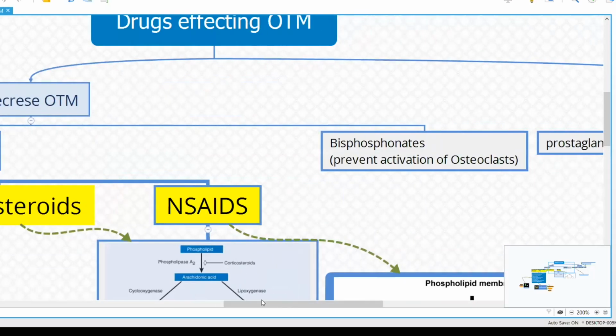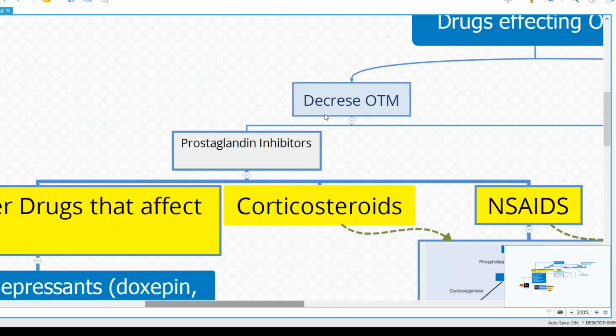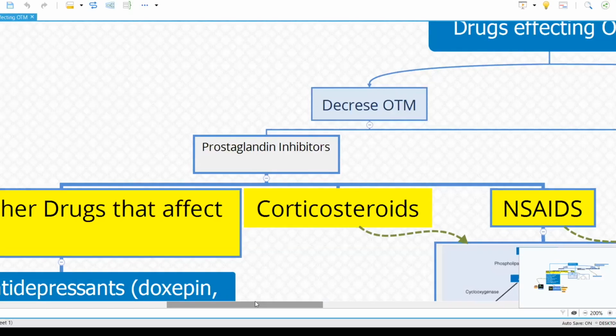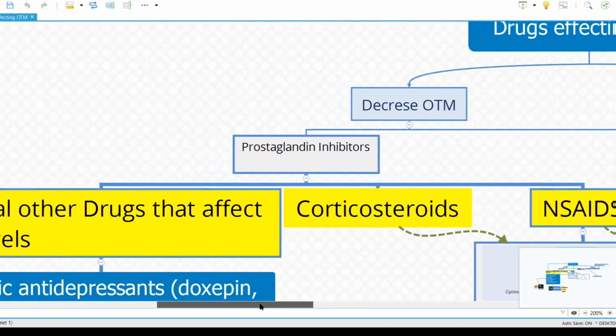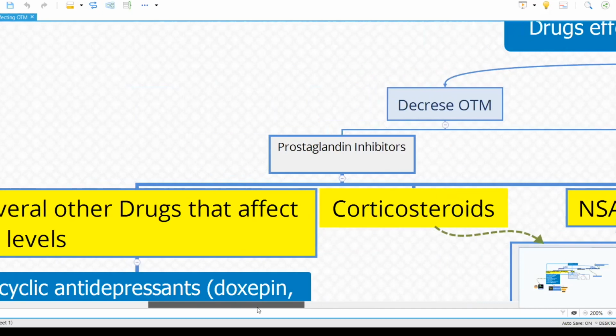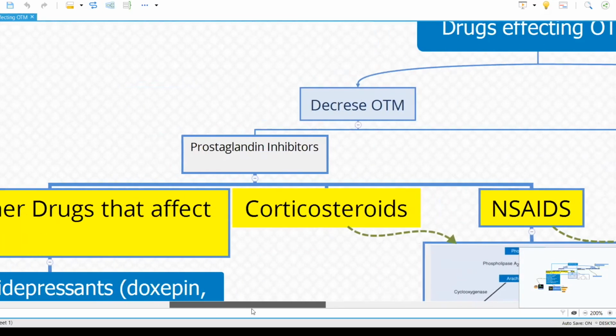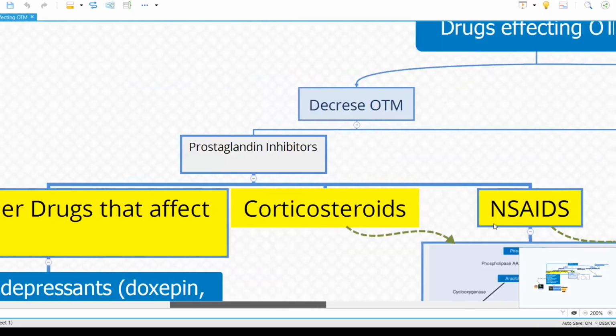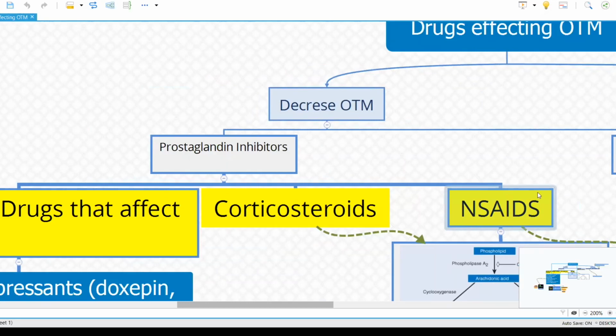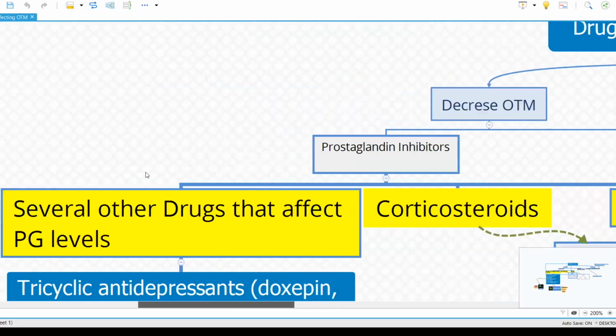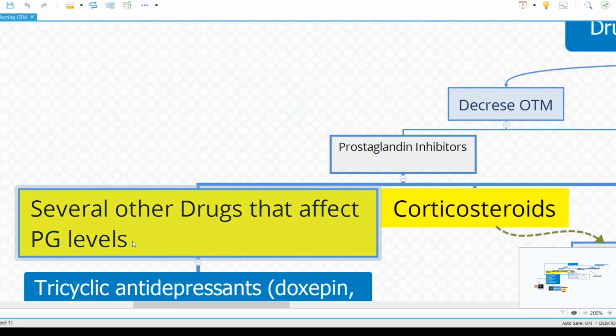So let's dive into the full details. What are the prostaglandin inhibitors? What kind of drugs can inhibit the production of prostaglandin? These drugs are again divided into three categories. One is the non-steroidal anti-inflammatory drugs, which you must be aware of from your pharmacology. Another is the steroids. The third is another category of drugs which can affect the prostaglandin levels.